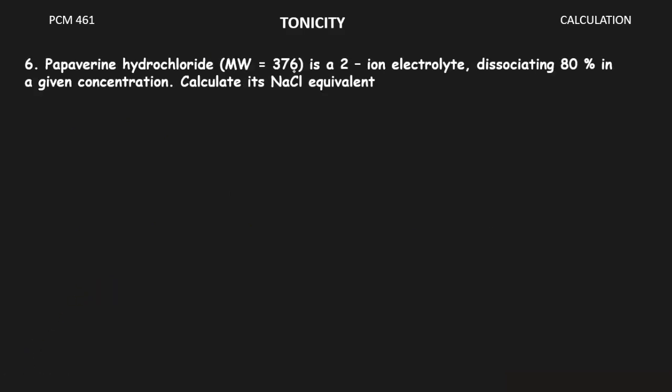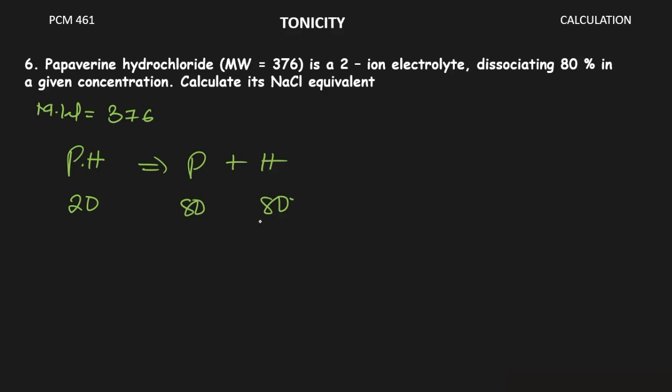Now, papaverine hydrochloride, the molecular weight was given as 376. It's a 2-ion electrolyte dissociating 80% in a given concentration. Calculate its sodium chloride equivalent. So it's a 2-ion electrolyte. Now, if they say it's a 2-ion electrolyte, it means, let's just assume it dissociates into papaverine and hydrochloride. If it dissociates 80% in solution, this one will be 20, here will be 80, here will be 80. So what do you think is the dissociation factor?